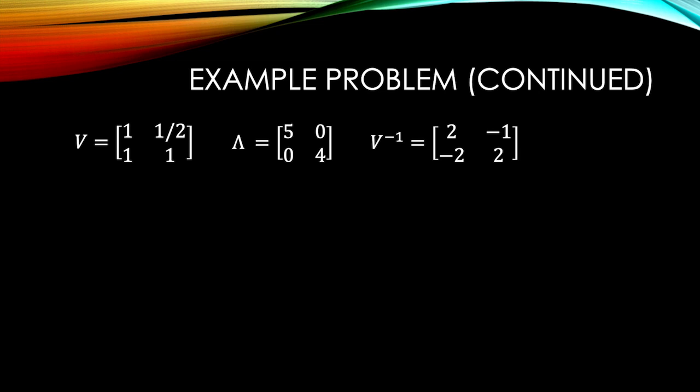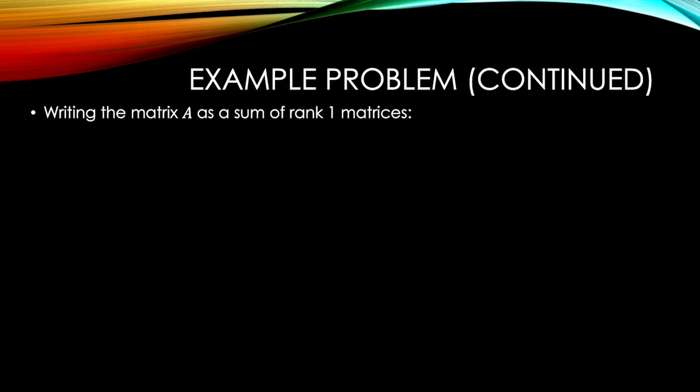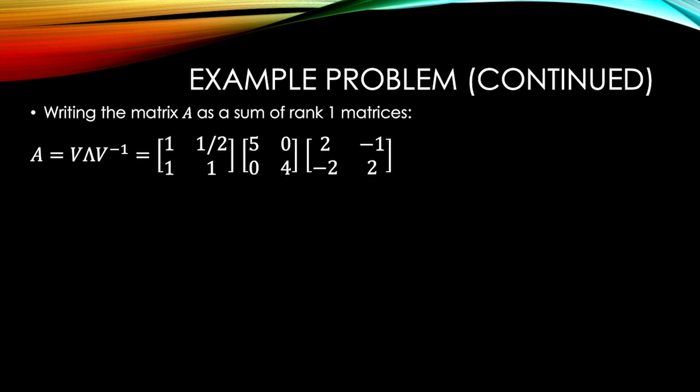Finally, we have found the eigenvector matrix, the eigenvalue matrix, and the inverse of the eigenvector matrix. So we can rewrite A as a combination of these matrices. Going back to our particular example, we have the following matrices. So we can rewrite A as a combination of rank 1 matrices, using the eigenvalues and the eigenvectors multiplied by the rows of the inverse eigenvector matrix.